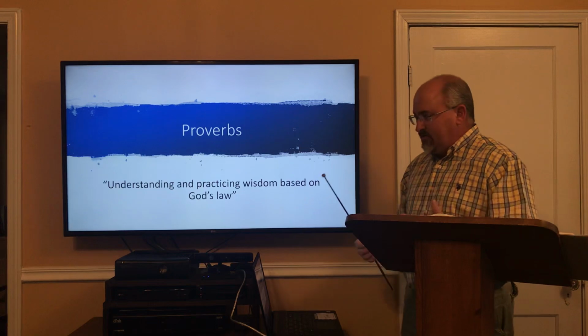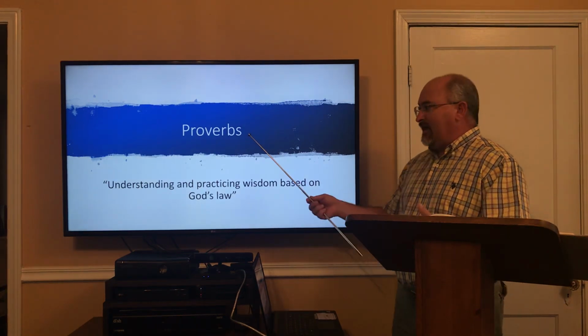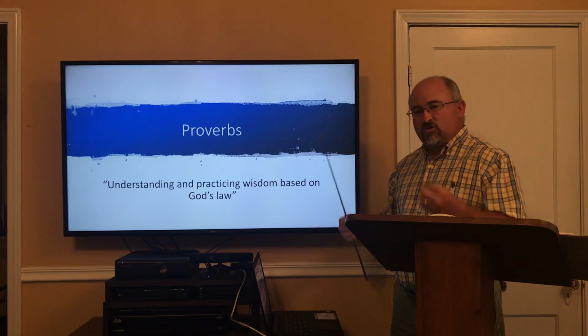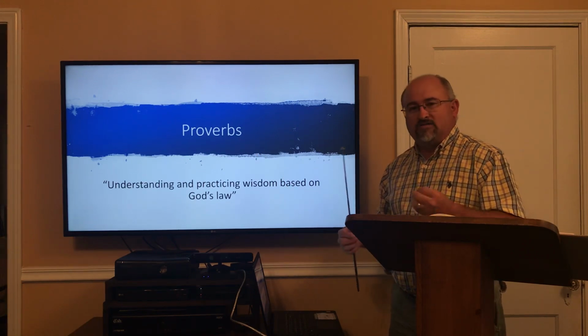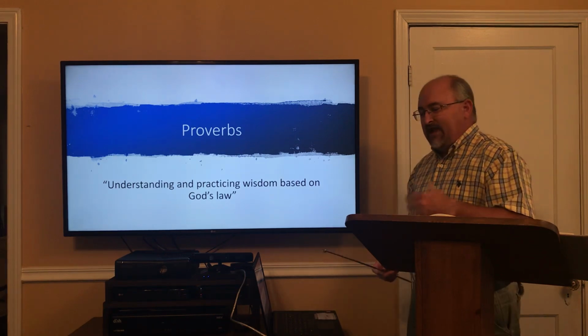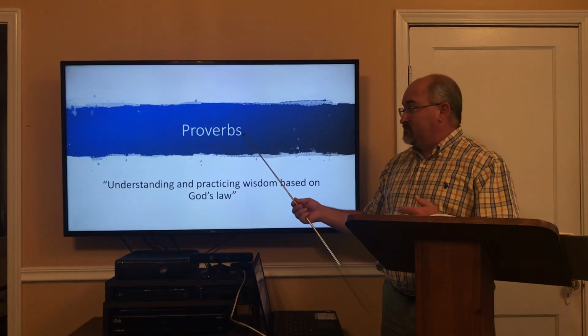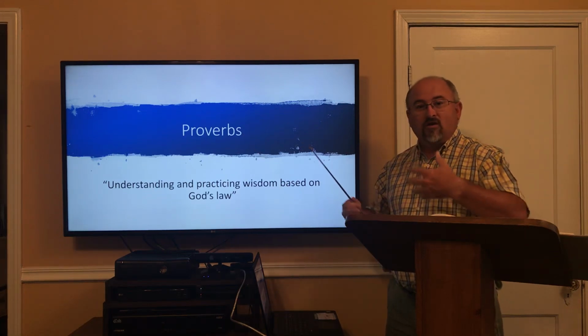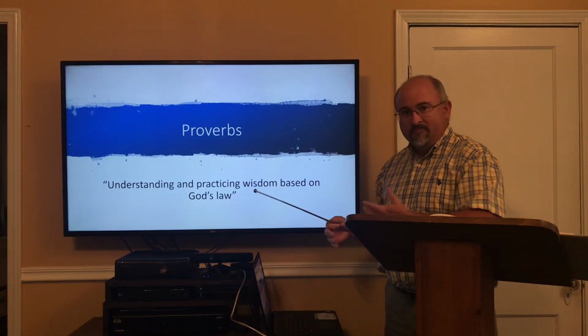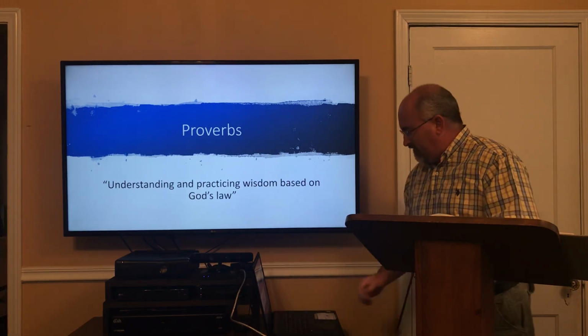So if you want to understand things, you want to know how to do things, look at the book of Proverbs. It's a great book of God's wisdom and little quick phrases and quick sayings. As you begin to read through the book of Proverbs, you'll be surprised how many proverbs you know because they are common in our society. Common phrases. So you'll find those in the book of Proverbs.